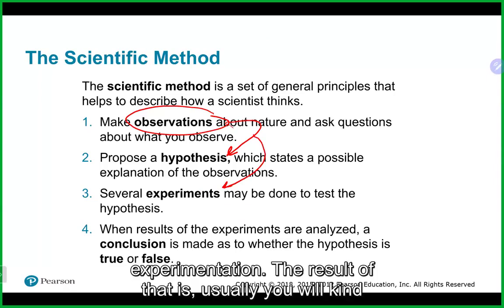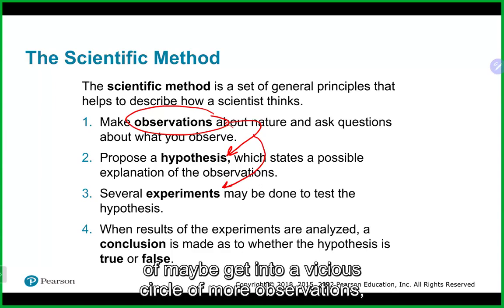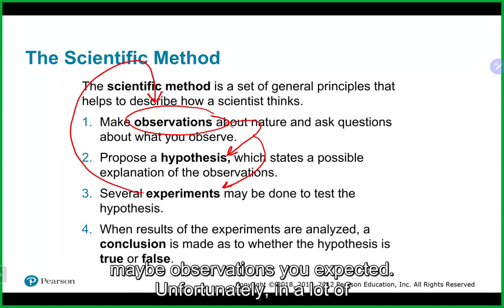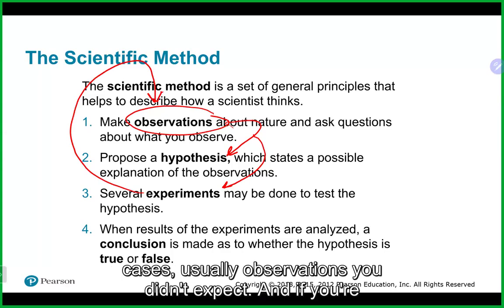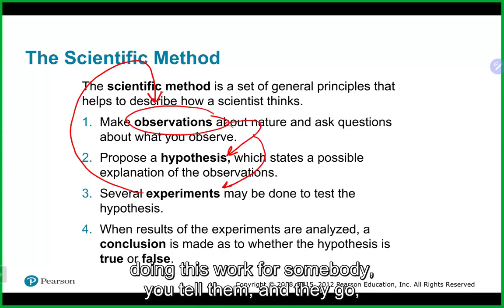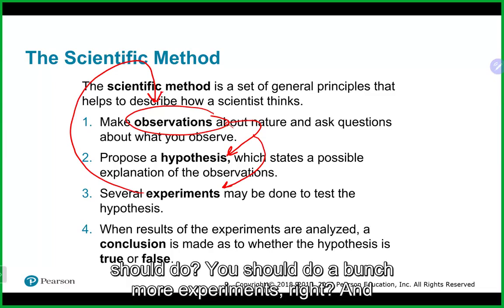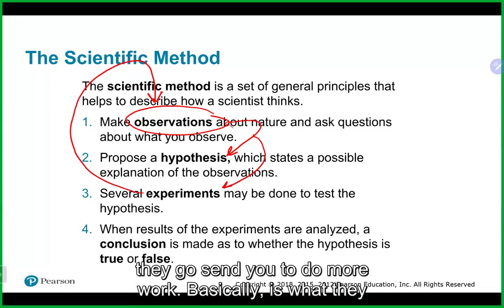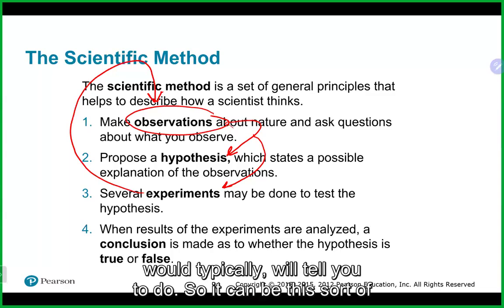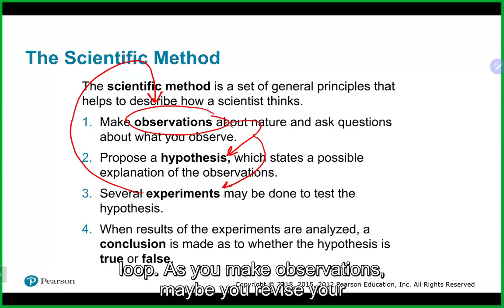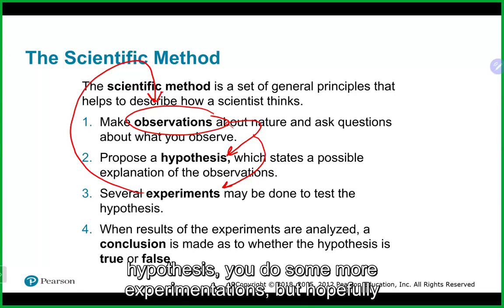The result of that is usually you will get into a vicious circle of more observations. Maybe observations you expected. Unfortunately, in a lot of cases, observations you didn't expect. And if you're doing this work for somebody, you tell them and they go, great, that was really interesting. You know what you should do? You should do a bunch more experiments, right? They send you to do more work, is what they would typically tell you to do. So it can be this sort of loop as you make observations, maybe you revise your hypothesis, you do some more experimentation.